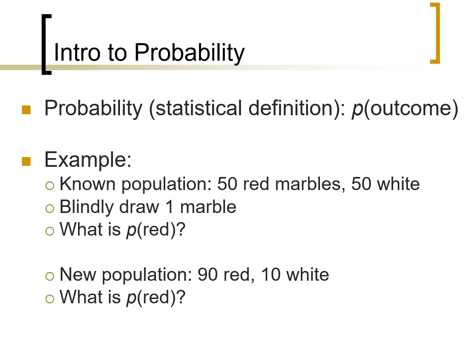as we'll find out. So the idea is, if we have a known population, 50 red marbles, 50 white, if you blindly draw one marble, what is the probability of red? Well, it is simply 50 red marbles out of 100 total marbles, and that 50 over 100 reduces to 50% chance, or a 0.5 chance. So in this new population, what is that logic? For example, 90 red marbles, 10 white marbles, 90 red over 100 total gives us 9 over 10. Our probability is 0.9, or 90% chance in this population that we draw a red marble.